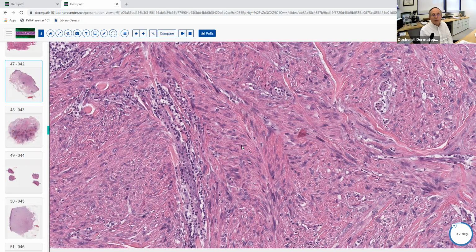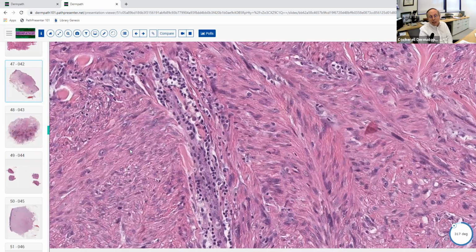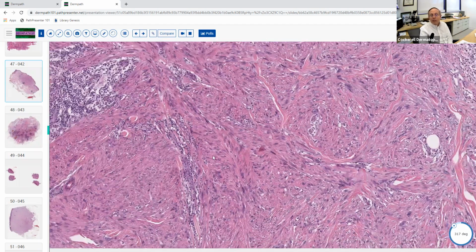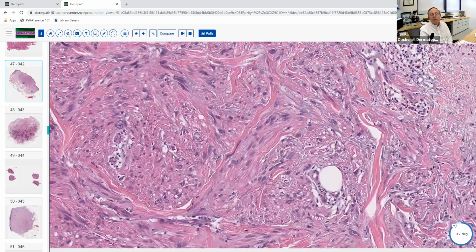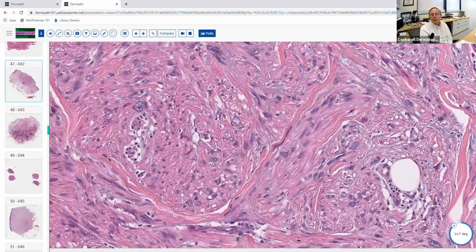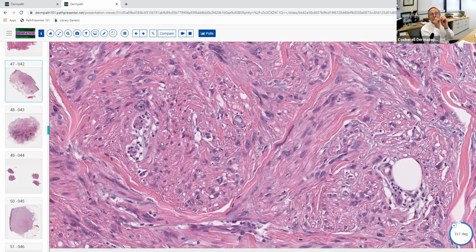So here we're dealing with these large fascicles of cells that have these blunt cigar-shaped nuclei that have some little vacuoles at the periphery. This is classic for smooth muscle. So here we get a smooth muscle that's kind of cut in cross-section here, and then this one is cut in longitudinal section. So you can see that right there. You can imagine that these are fascicles of cells kind of going this way and this way.